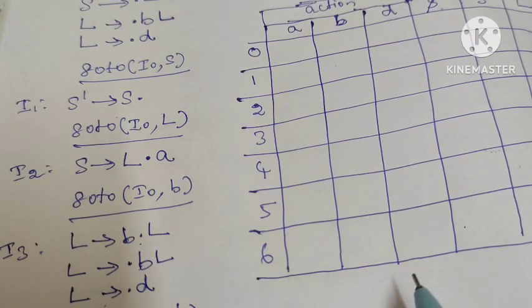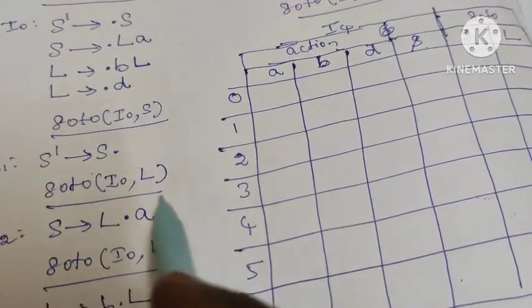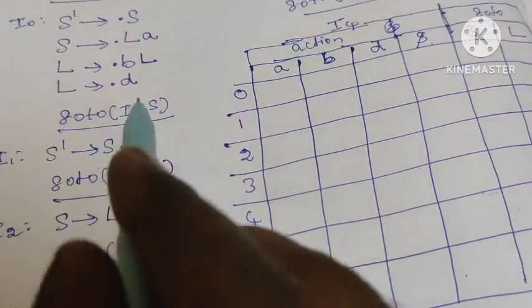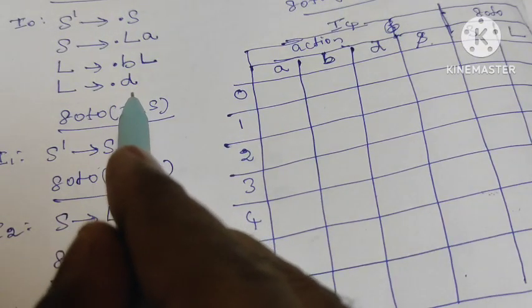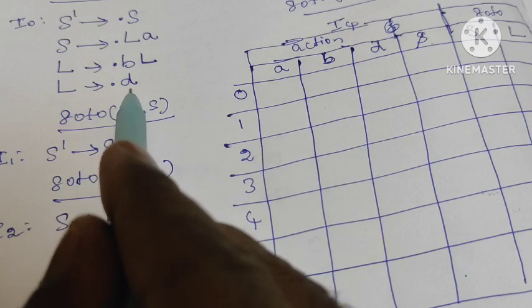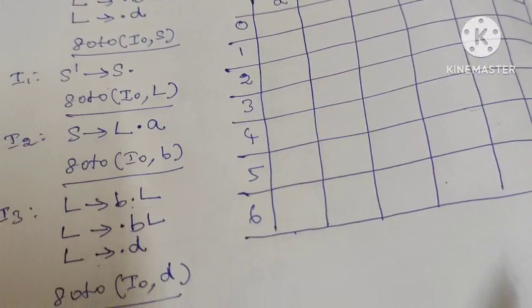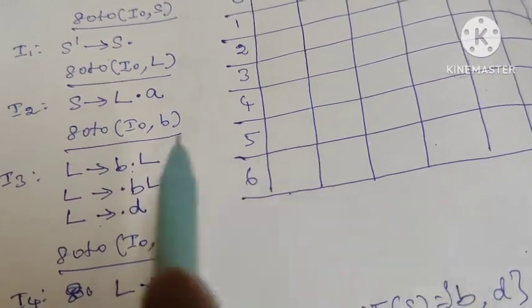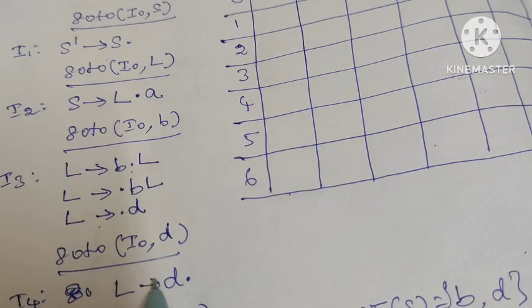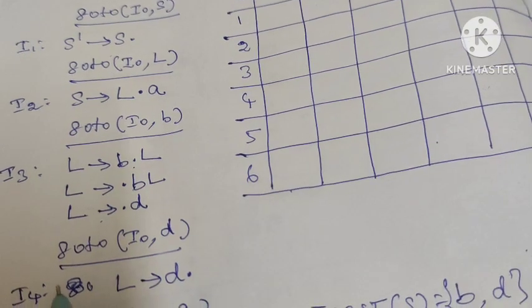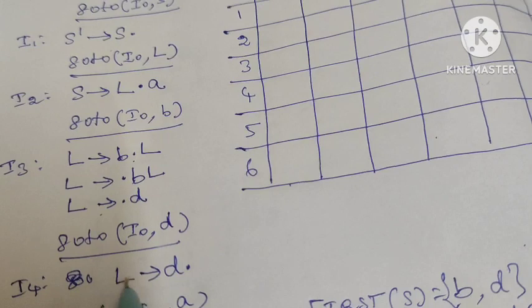Now, the final step in I0, the final production is L tends to dot D. So we have to process this D also. Now go to of I0, comma D. Go to of I0 comma D actually produces, when you place the dot one step on the right, it will become L tends to D dot, and that item set has to be named as I4.